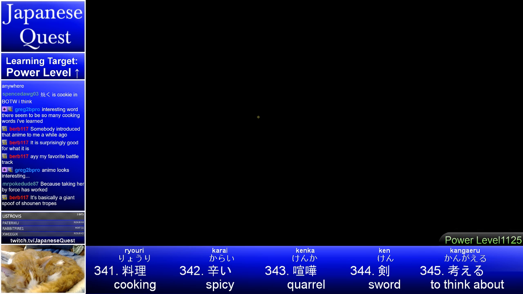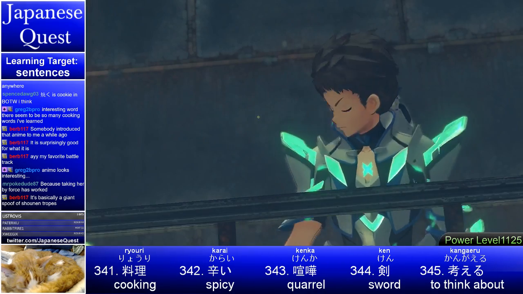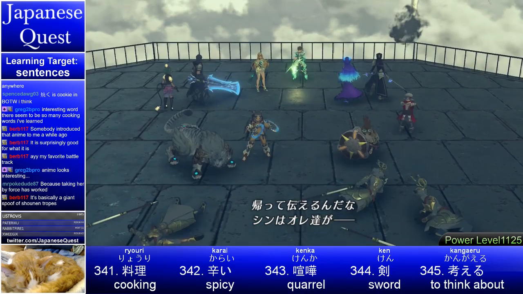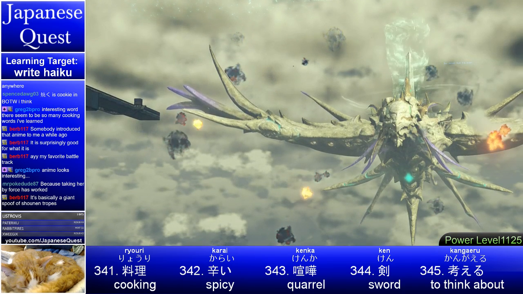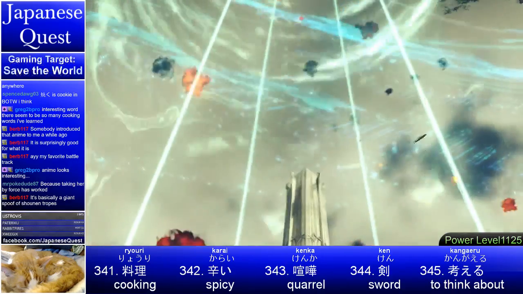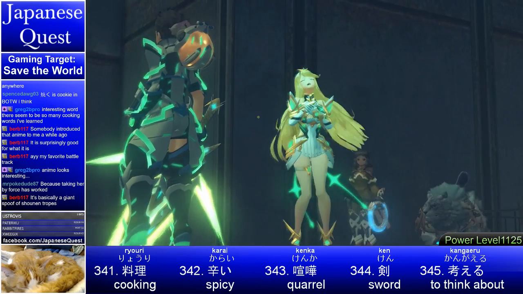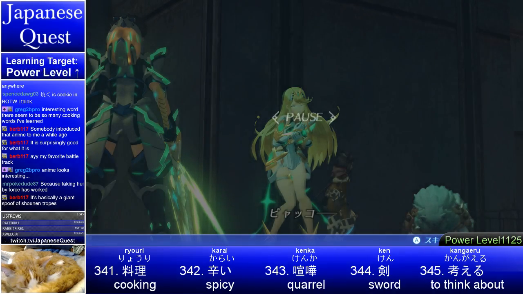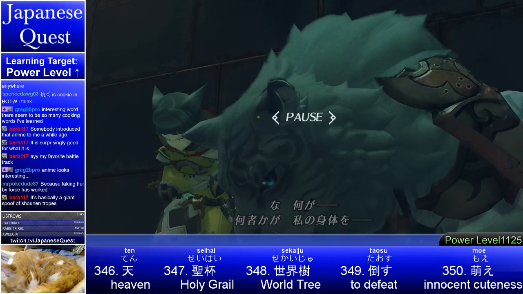So here we go. Time to save the world. Sekai o suku. Kaette tsutaeru nda na. Shin wa ore tachi ga. So when you go back, you'll tell him, right? We will stop Shin. Uh-oh. Something weird. Kaguchi. Hikari. Yakko. So they're just saying names, the names of their blades. So what? So something is doing something to my body.